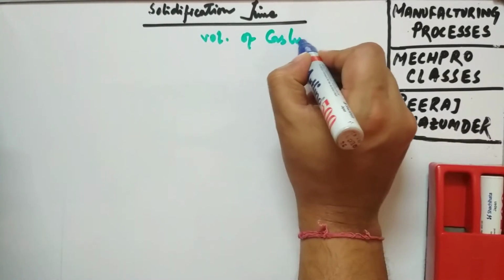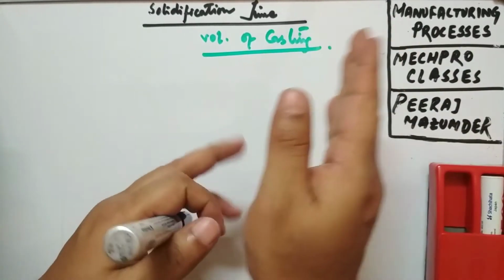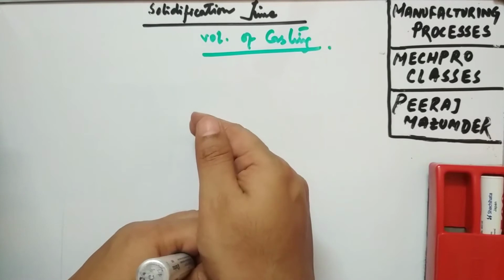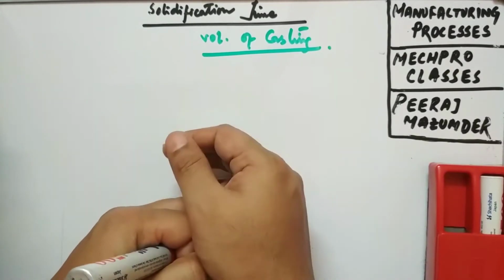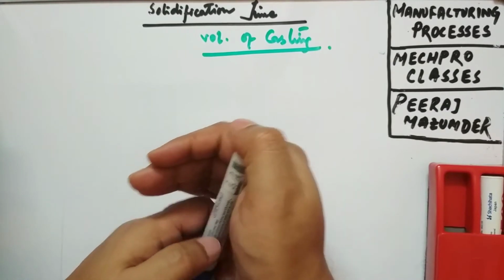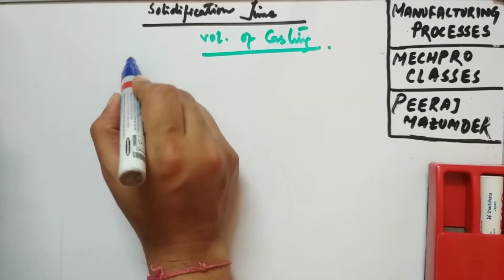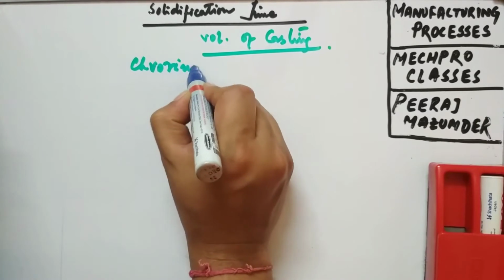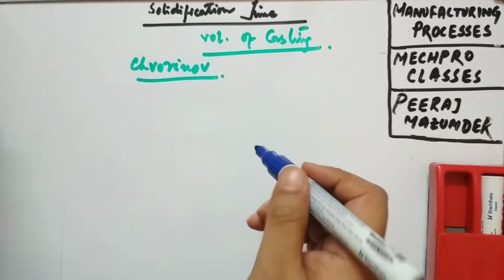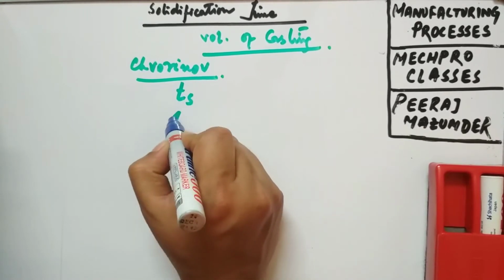Now there is a formula that you will directly apply in solving the numericals, and the numericals are very important for your semester examinations as well as for your GATE examinations also. So I will directly go to the formula. The formula is given by Chvorinov. So the scientist name is Chvorinov, and the formula says Ts, that is the solidification time, you can say.